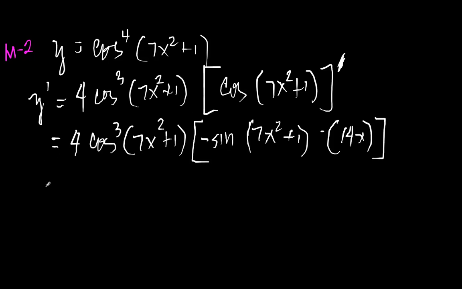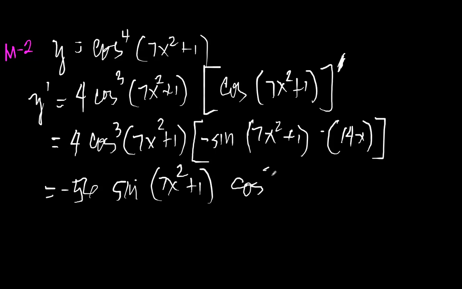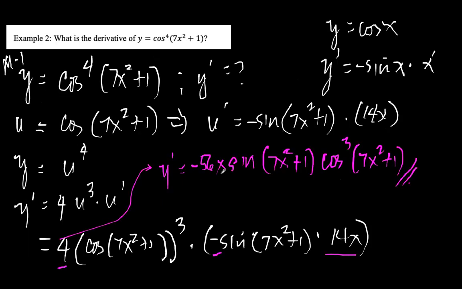There we go. So let's simplify the expression. 14, negative, and 4, so negative 56 sine of 7x squared plus 1 times cosine cubed of 7x squared plus 1. Here we go. So this is our final answer. Or you can write this in this form, negative 56 cosine cubed of 7x squared plus 1 times sine of 7x squared plus 1. It doesn't really matter as long as you have properly written the sequence of the factors correctly. Okay, so let's check. There we go. So we got it correctly.